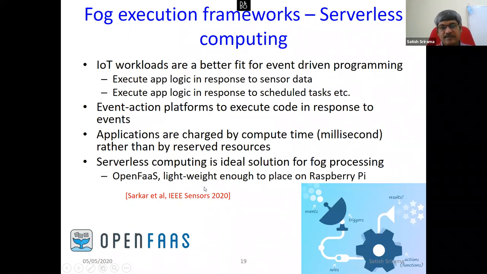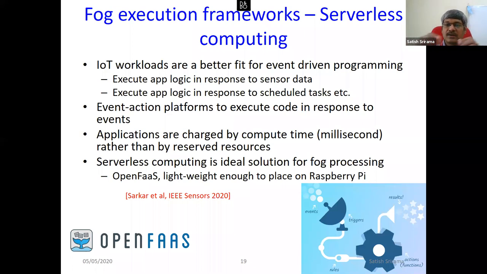Another very interesting framework which Professor Rajiv Ranjan discussed during the last session is serverless computing. Serverless computing is a really good one. One of the very interesting things is that IoT workloads, most of the ones we see, are based on event-driven programming. A certain sensor value we are reading, say, for example, a temperature value we are regularly reading, and then there is a sudden change in temperature. Say, all of a sudden, there is a huge change in temperature.